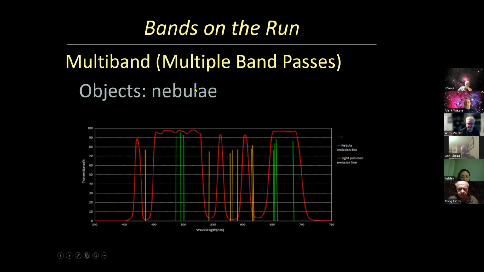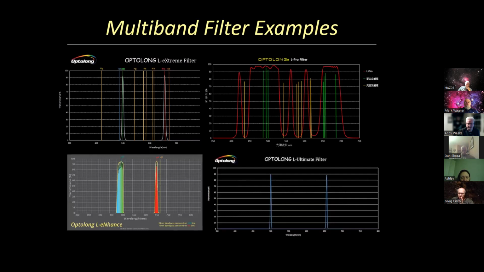And I shouldn't say it's just for nebulae, because the general light pollution filters are doing the same thing. So here's a bunch of, I guess these are all Optolongs. When you look at the L Pro, this is a general purpose filter, and it's a very good filter, as are others that are equivalent from other manufacturers, but it's very good at combating light pollution.